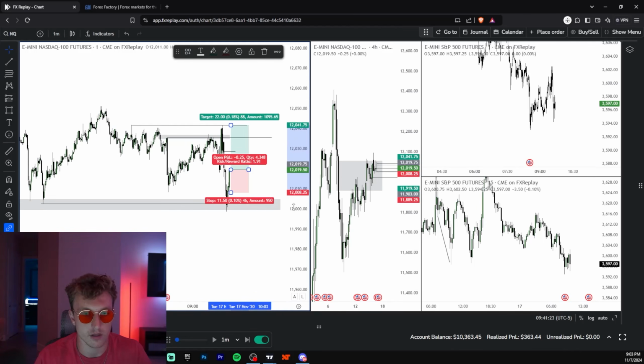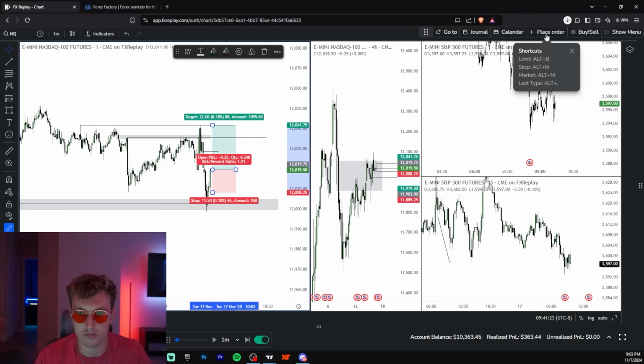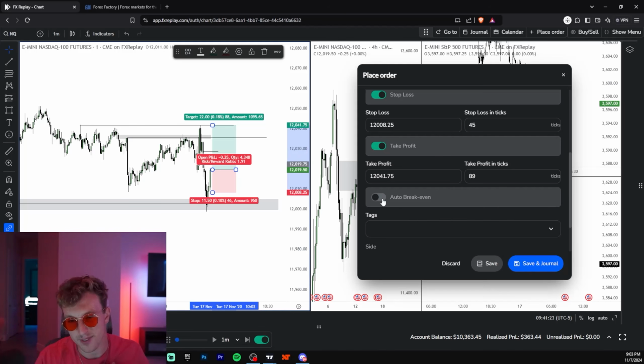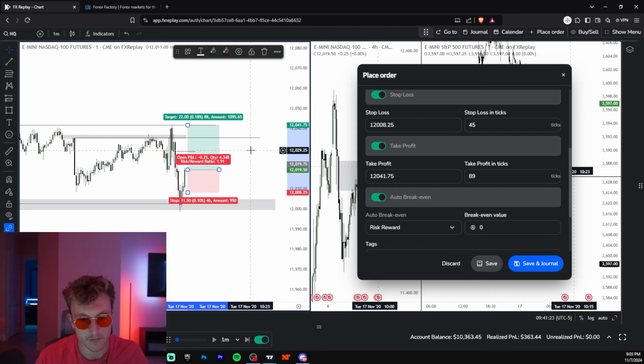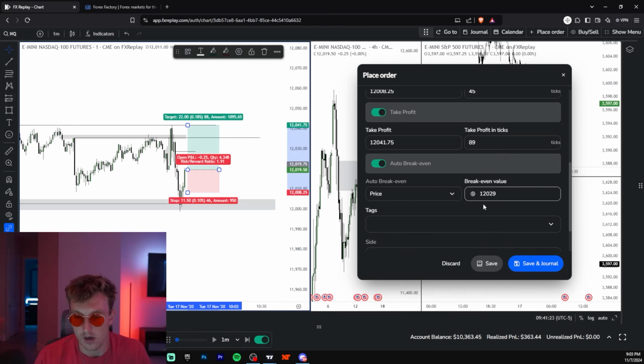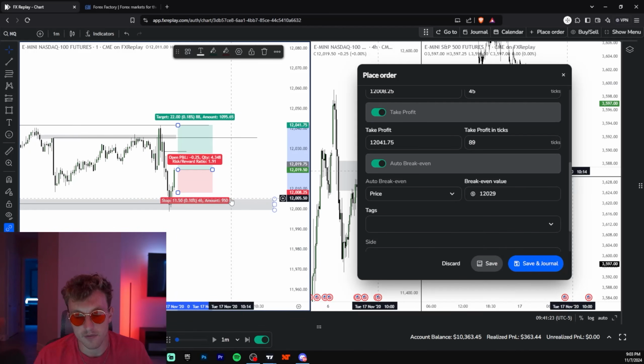Okay, let's just see. Not a light bulb setup, but 12029. There's definitely a balance. If you only wait for light bulb setups, I'm telling you right now, you're going to miss out on a lot of trades. So I guess, I don't know.